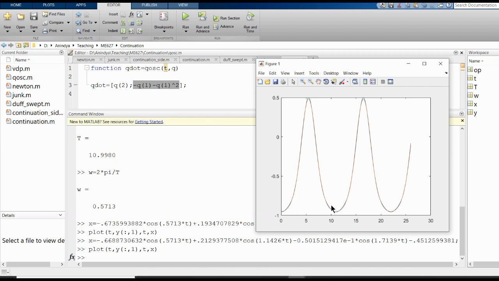Okay, so this ends my demonstration of the method of harmonic balance for a few systems. I will give you an assignment with something else in it.